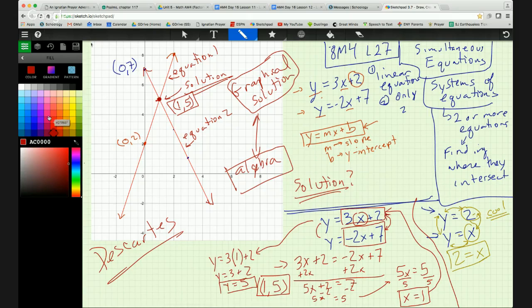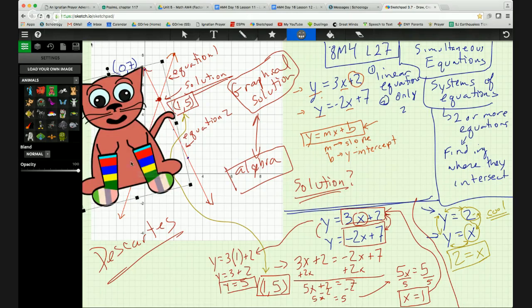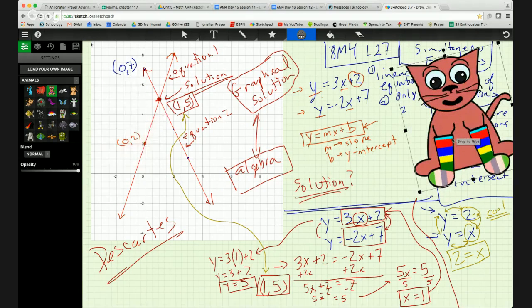And lo and behold, what do we have? Our graphical answer and our algebraic answer are the same. Does that deserve a happy cat or what?